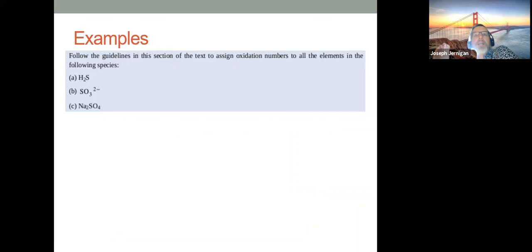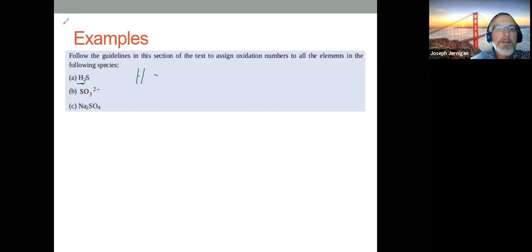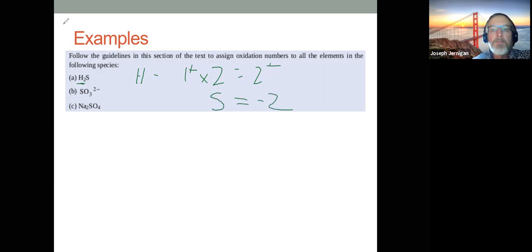So hydrogen sulfide, what's the hydrogen? +1, right? There's 2 of them, so that's a total charge of +2. And sulfur is therefore -2, right? Because we're given a rule around hydrogen, so we can use it. Hydrogen is 1 plus times 2 of them, equals 2 plus. Therefore, since the whole molecule has a 0 charge, S is going to be -2. Does everyone see that?